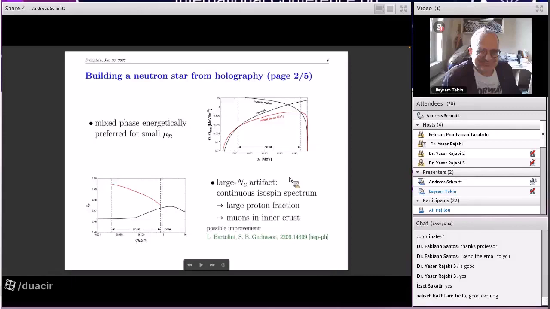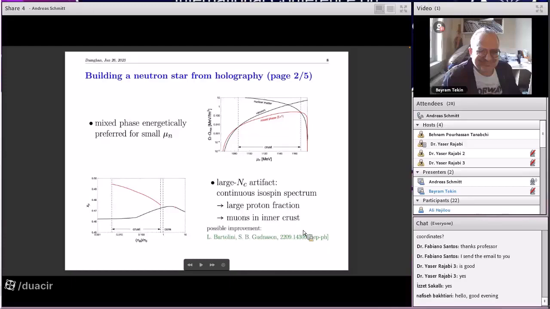That's the crust-core transition. And our model predicts that once I'm in the core, the proton fraction increases a bit. This is all nice and corresponds to what people see in other models. What is an artifact is the huge numbers of the proton fraction. You see, it never gets very low, never far away from 50%. We understand that this is unphysical because of our approximation. Basically, the semi-classical large N_C approximation we are using here.